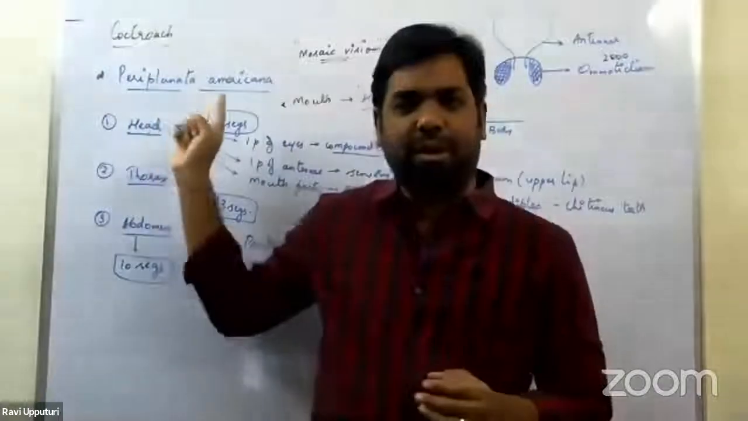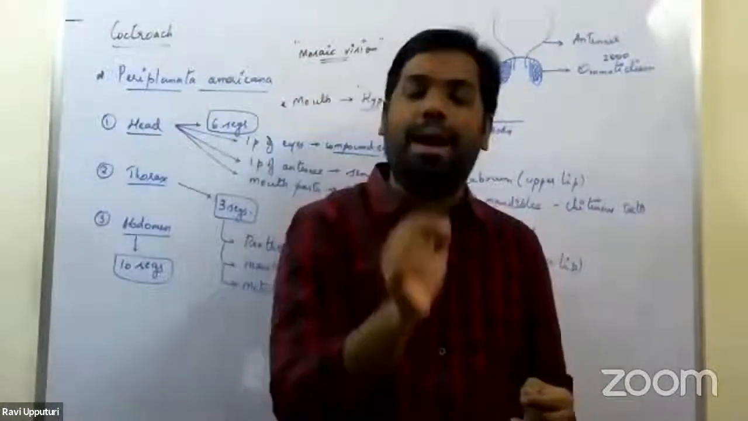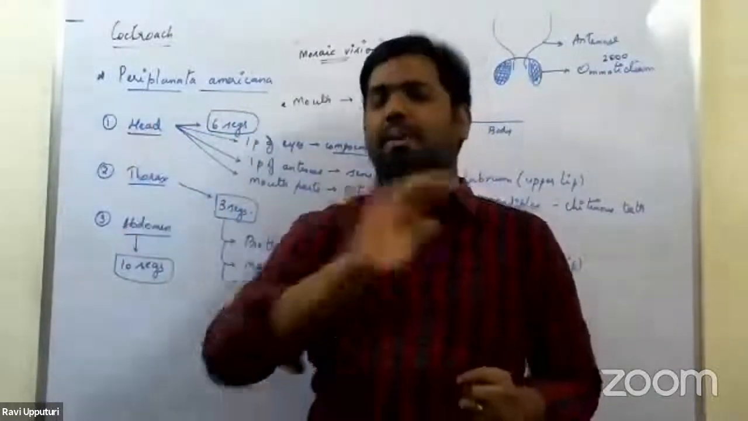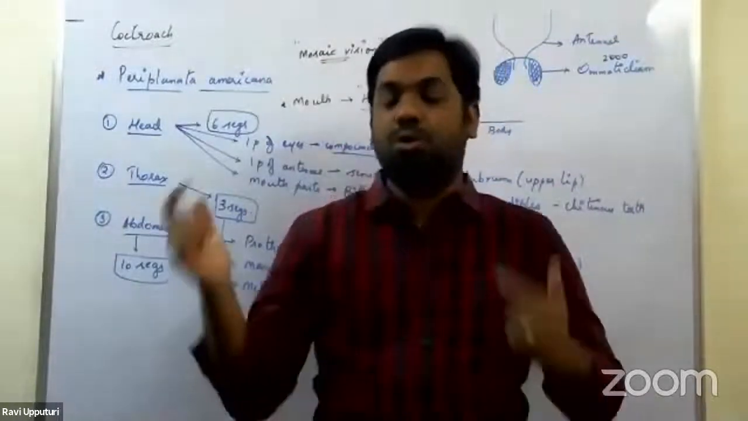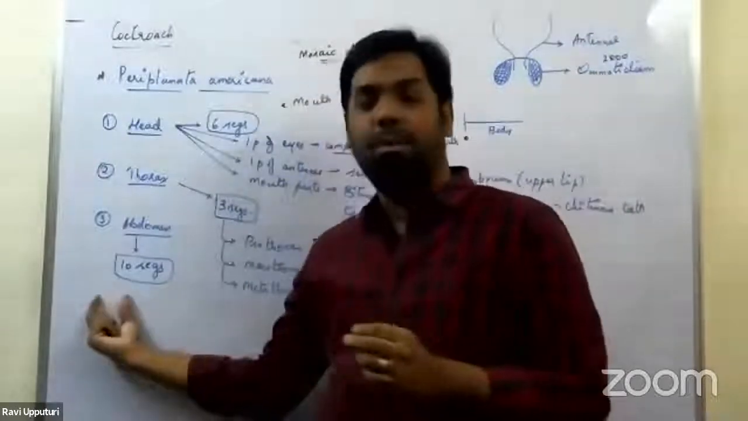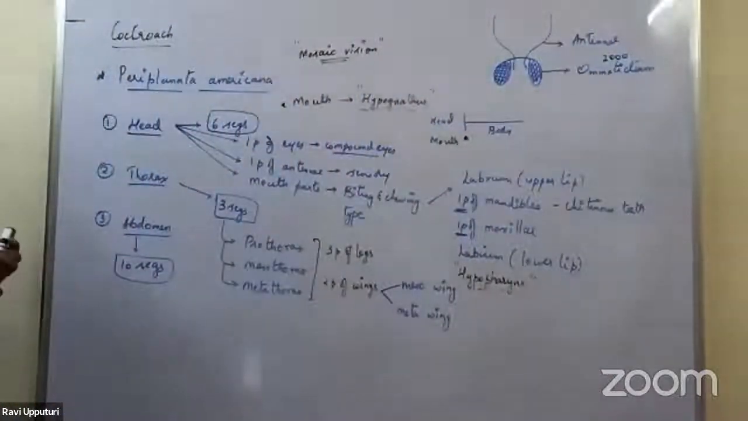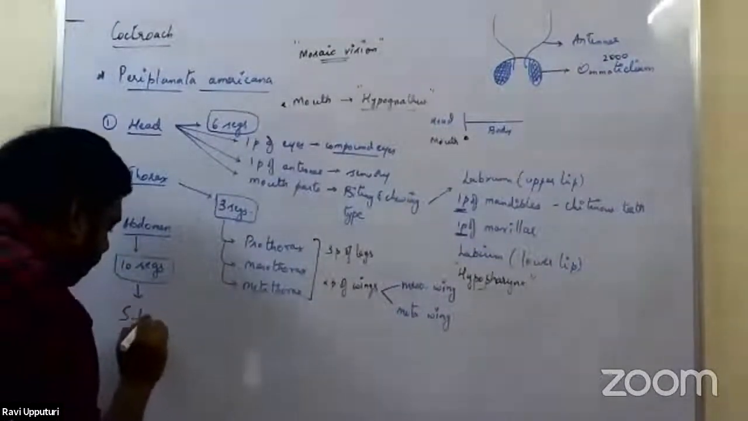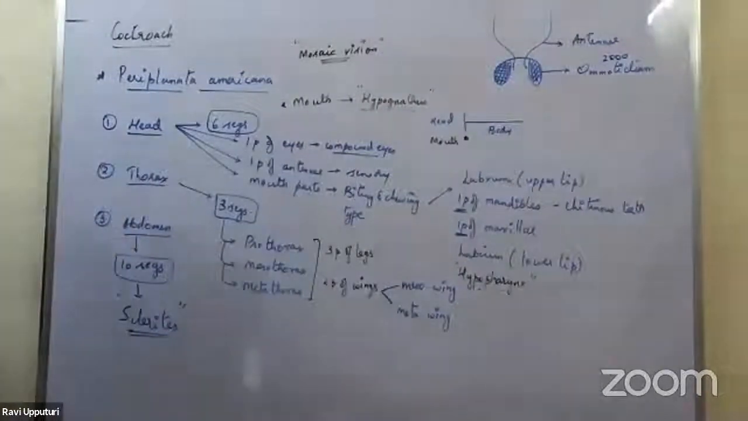Remember, I told you right at the beginning of the session that these organisms have a wide variety of habitat. One of the reasons is that the entire body is covered by chitinous exoskeleton. That chitinous exoskeleton will be predominantly present in the abdominal segment, and we call it the sclerites.